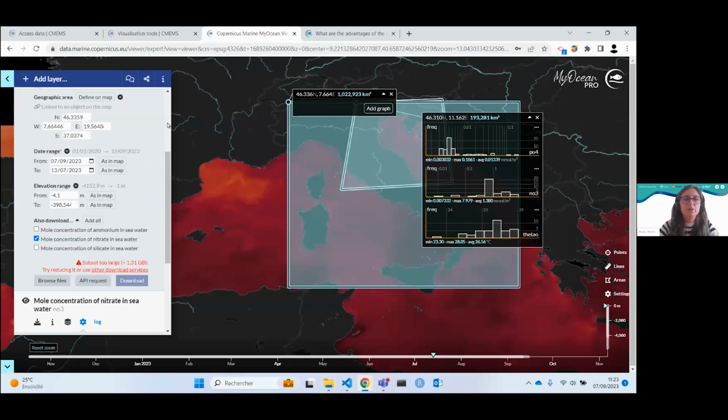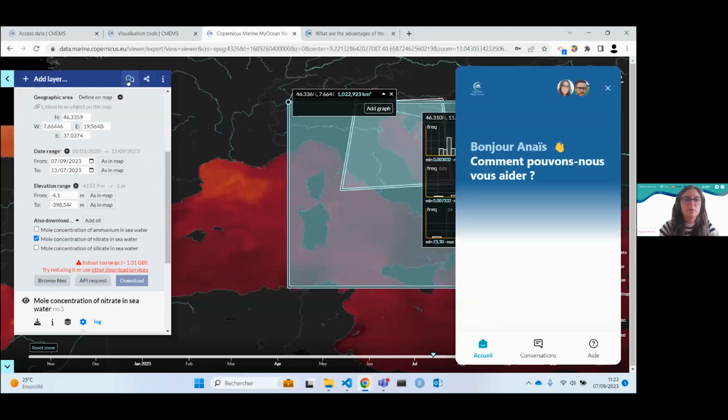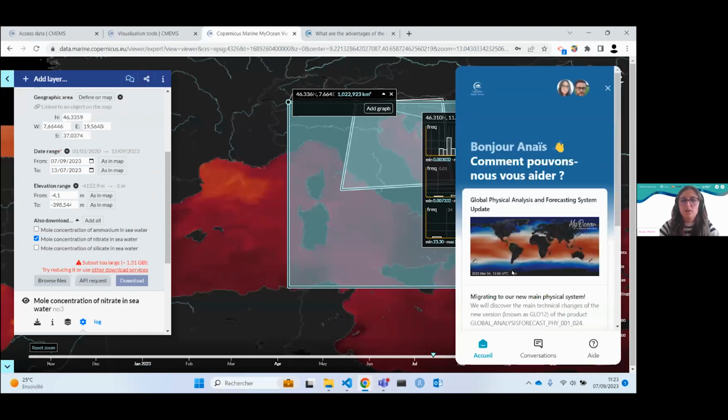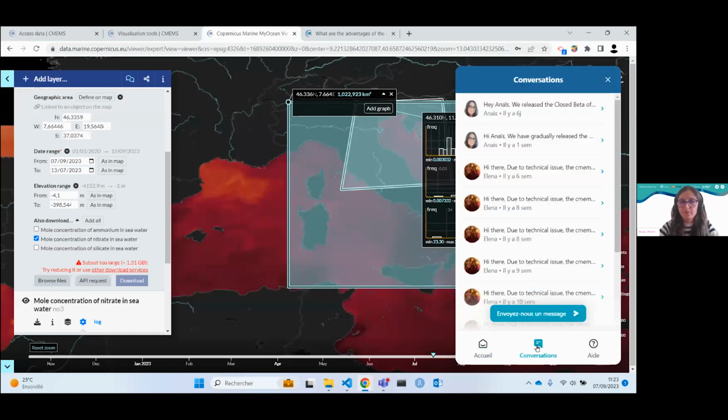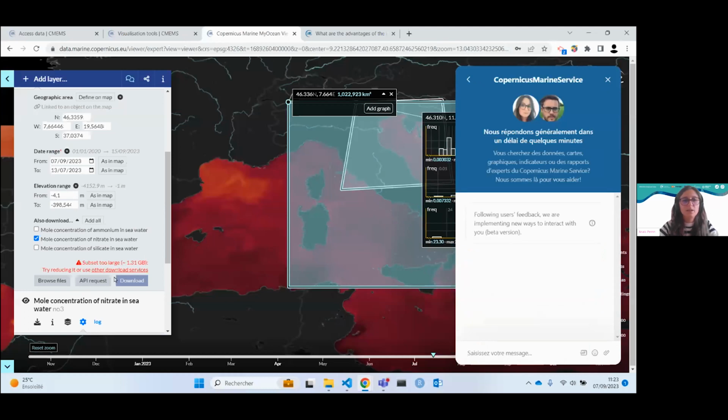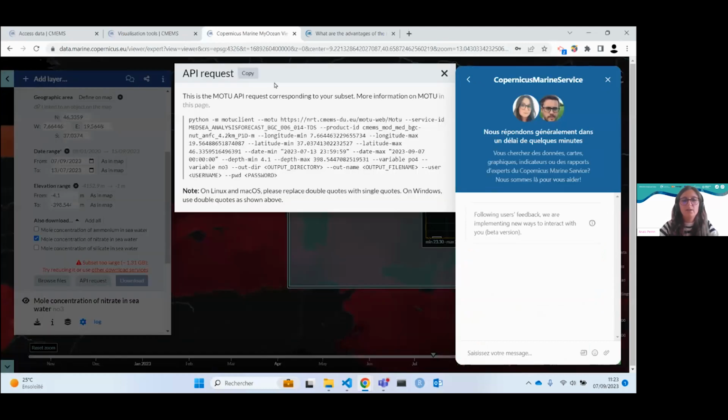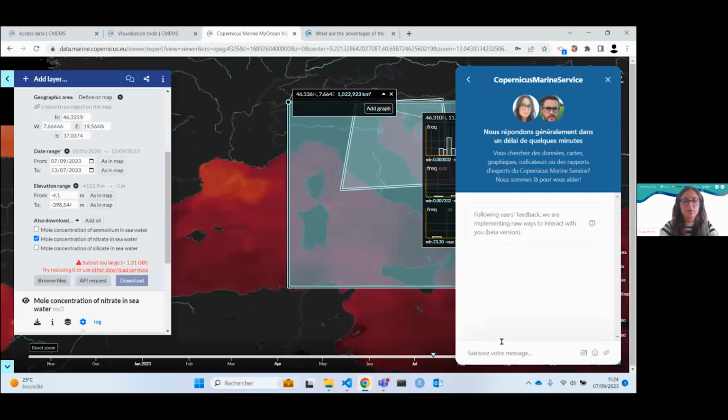In case of problem, you can contact the Help Center by clicking on the small bubble at the top, talk to an expert. If you have a problem, in particular a download problem, it's important to communicate your API request to us so that we can help you as best as we can. To do this, I will open a chat section here, and I will copy and paste it into my message.